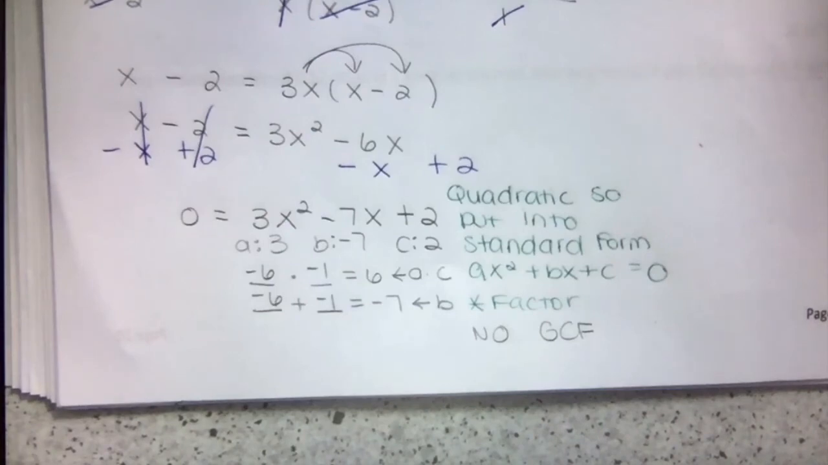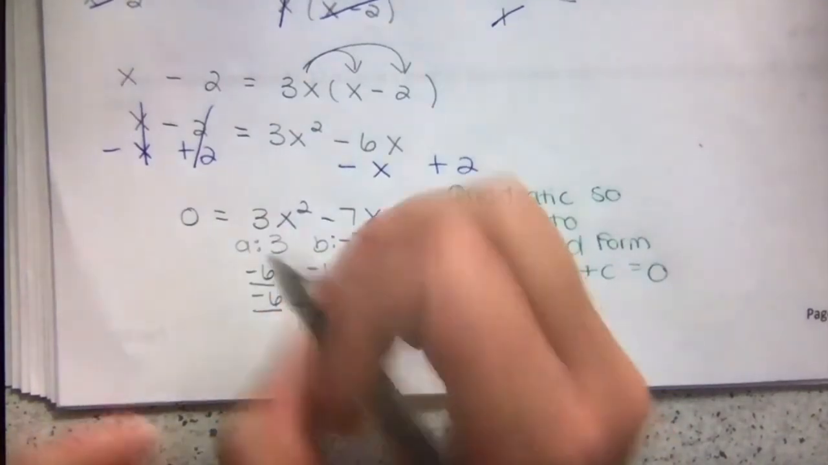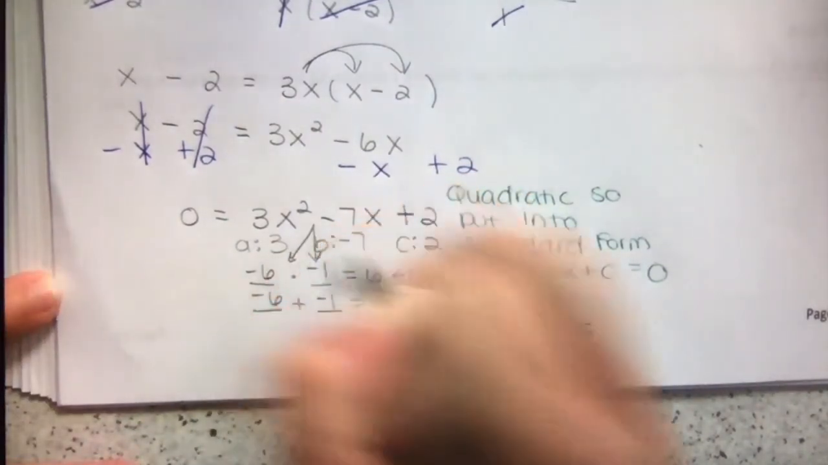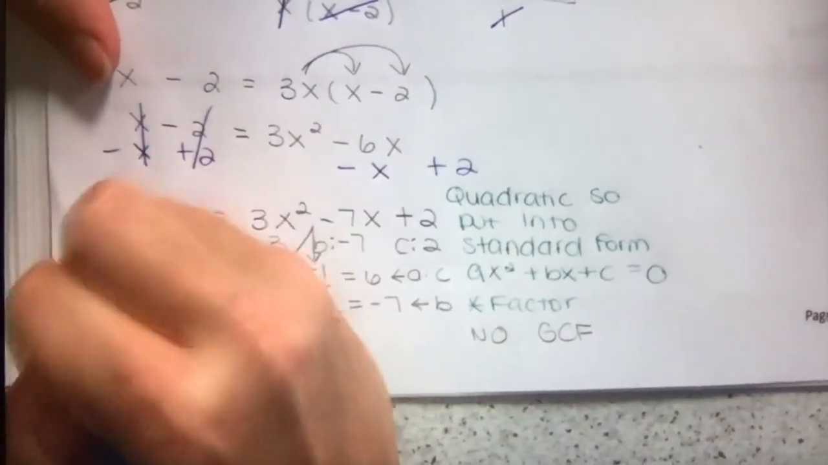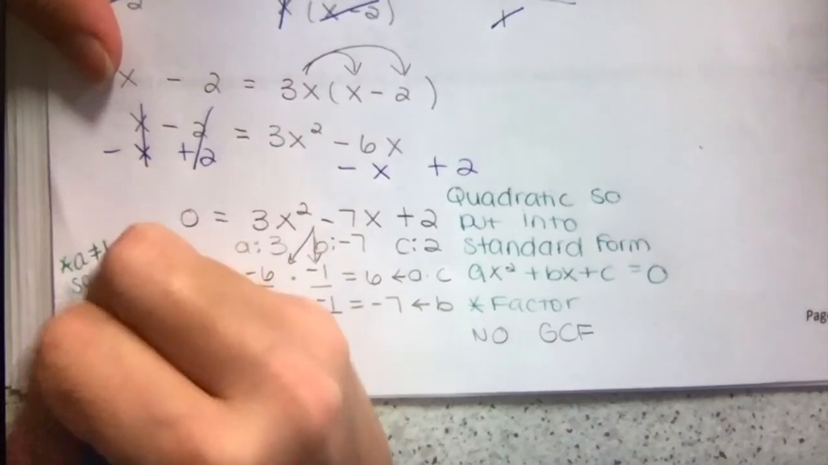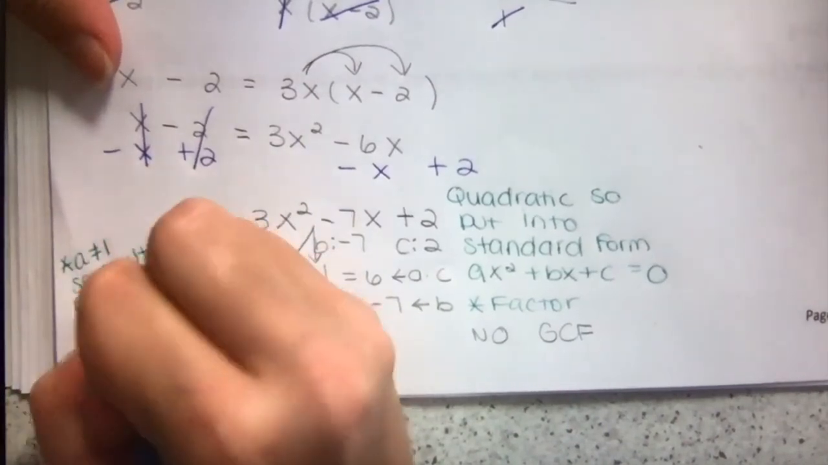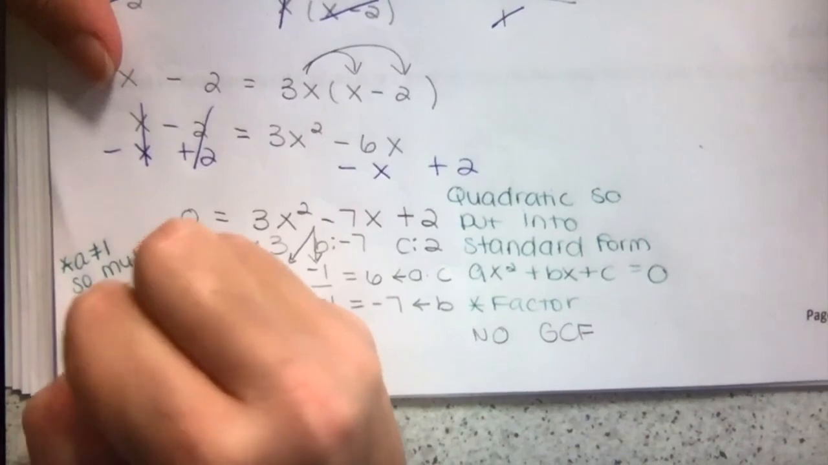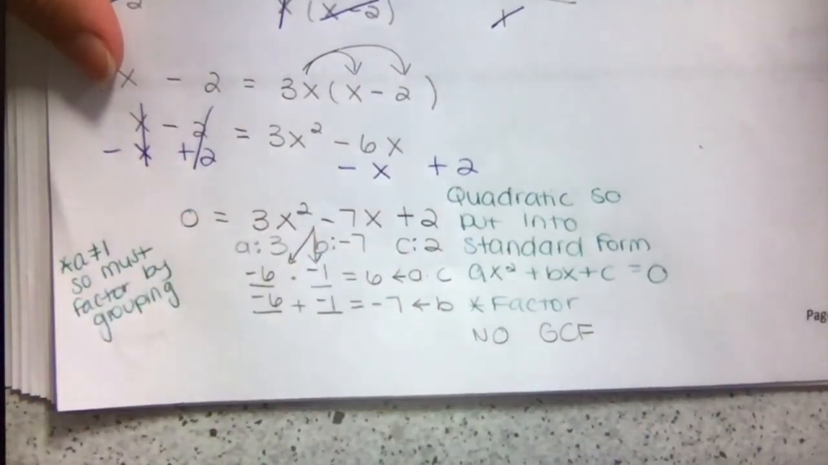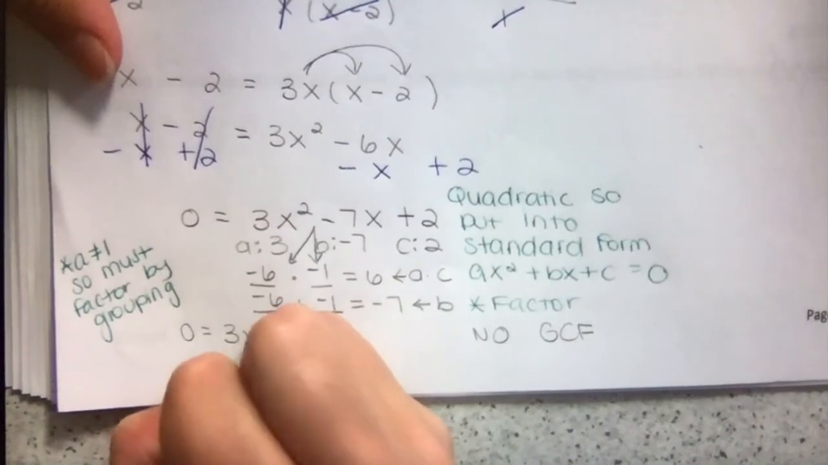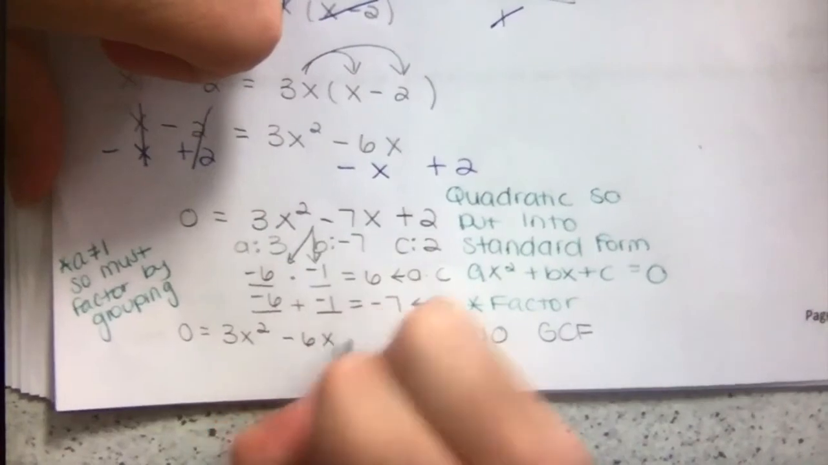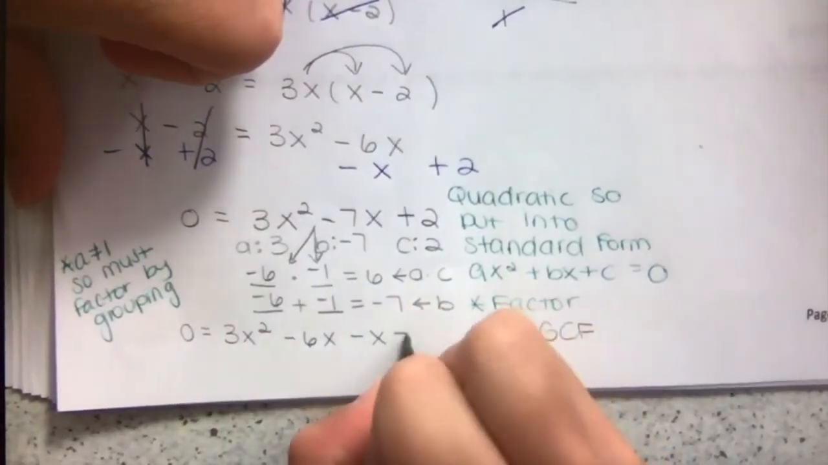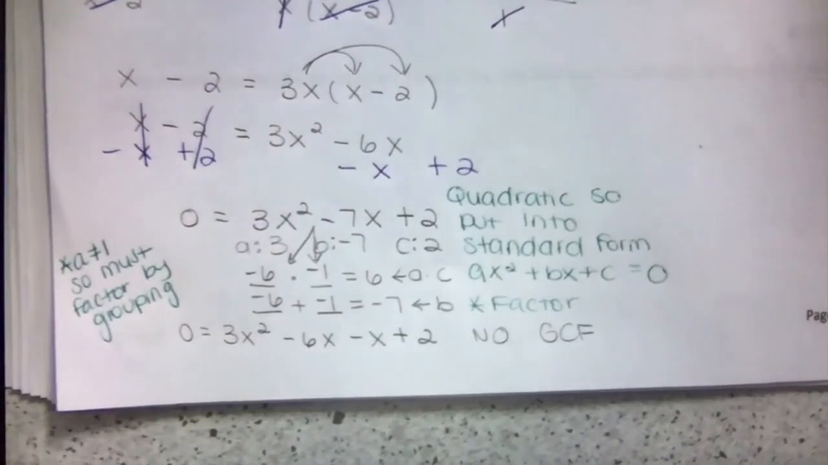Unfortunately, A is 3. A is not 1, so I have to factor by grouping. We're going to use the numbers in our blanks to split up that middle B term. So we have 0 equals 3x squared. Instead of that middle negative 7x, we're going to use the numbers in our blanks: negative 6x minus x plus 2. So this is all from last test.